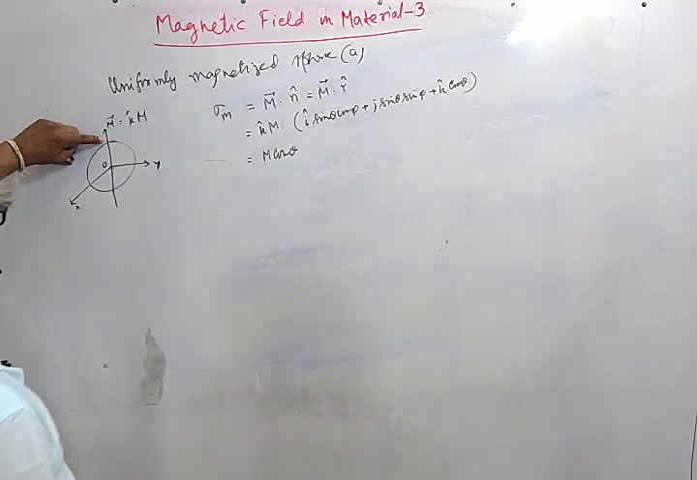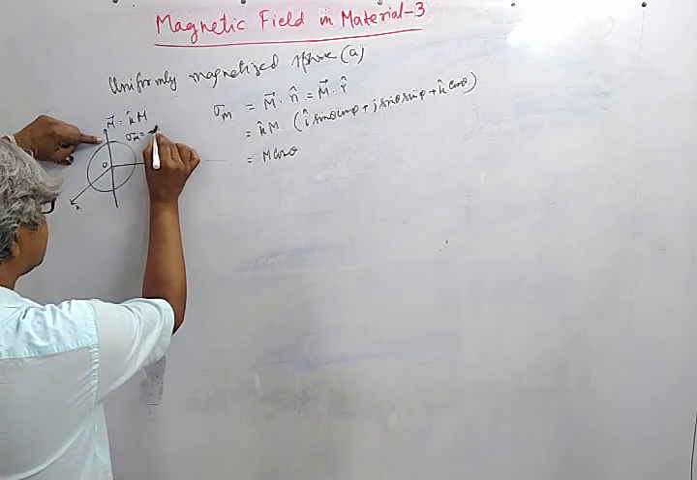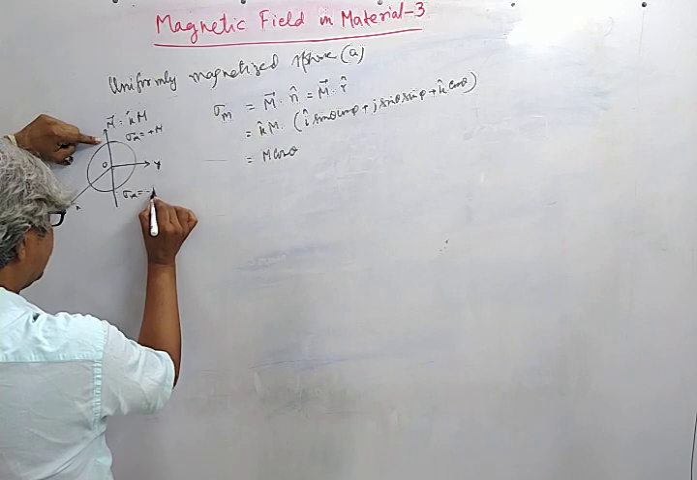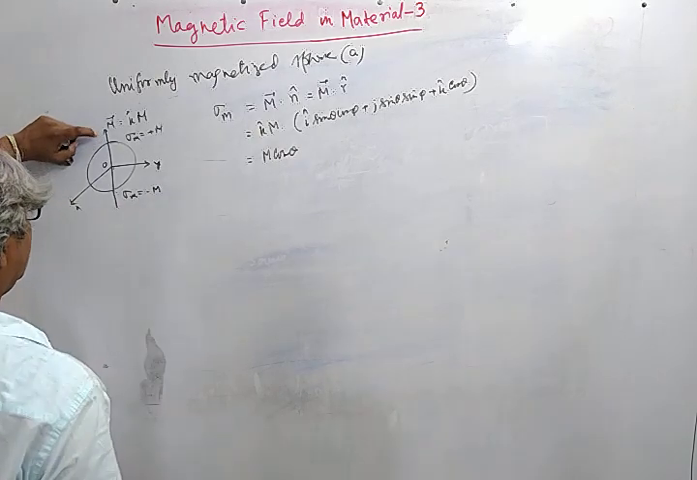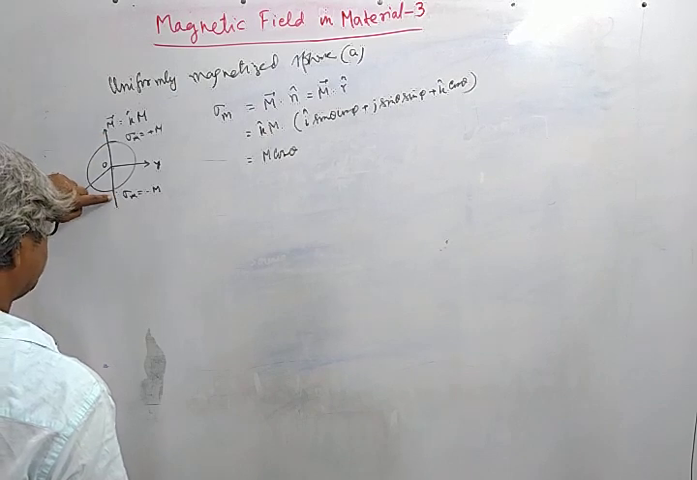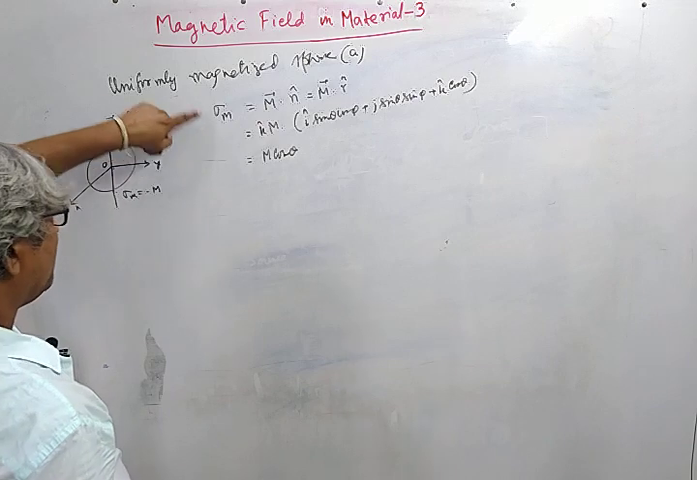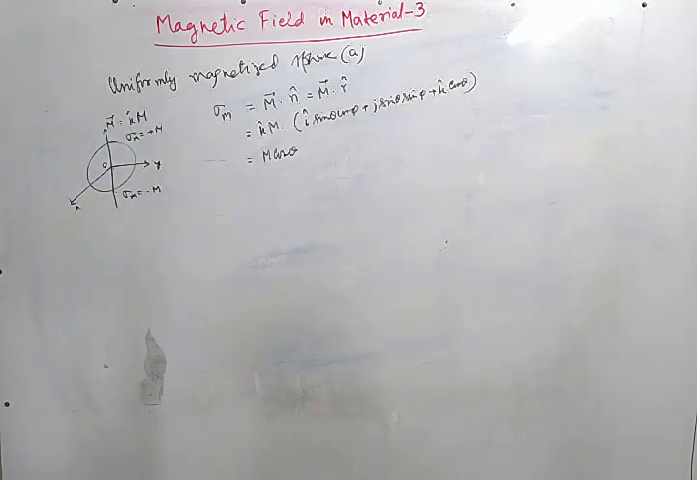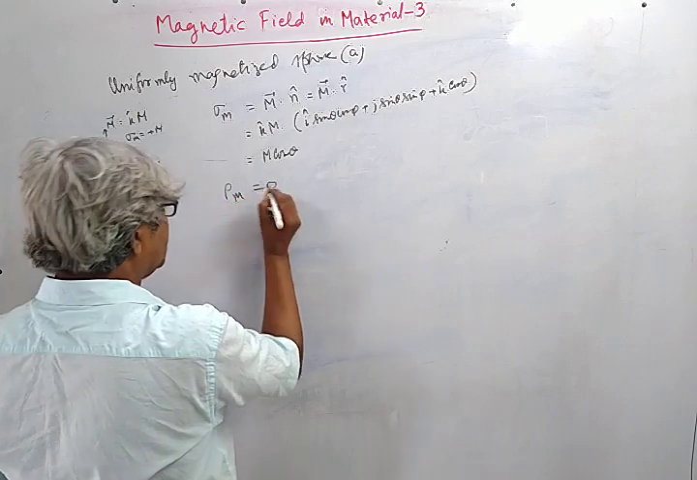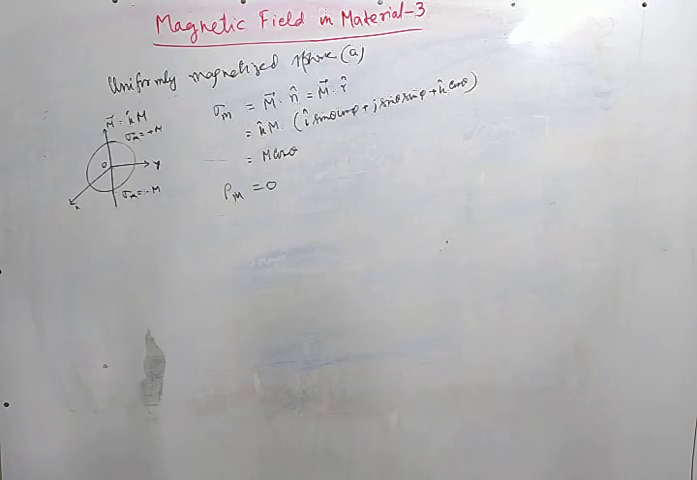You see that sigma m is equal to plus M over here, sigma m is equal to minus M over here, because here theta is 0, cos theta is 1, here theta is pi and cos pi is minus 1, and on the equatorial plane the surface pole density is 0. The volume pole density is 0 as capital M is a constant vector.